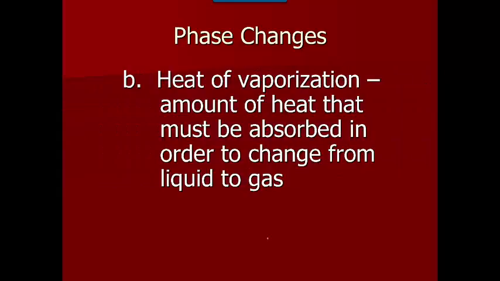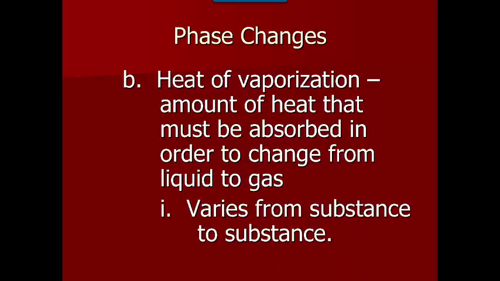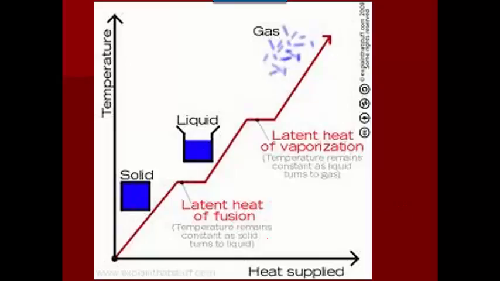Now this is where the heat of vaporization comes in. I showed that to you in the last video on one of our line graphs, but this is the amount of heat that has to be absorbed in order for the liquid to turn to a gas. And just like the heat of fusion, every compound or element has a different heat of vaporization. So where it turns from a liquid to a gas is different, and how much heat it has to absorb is different.